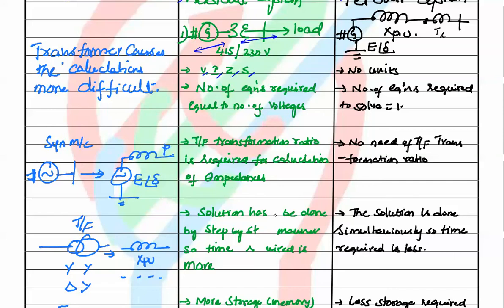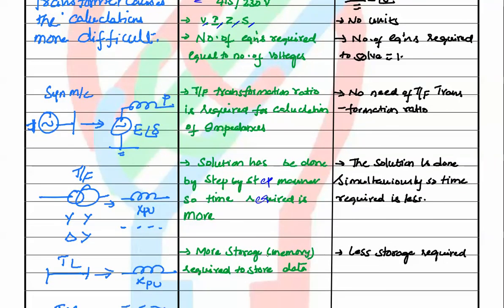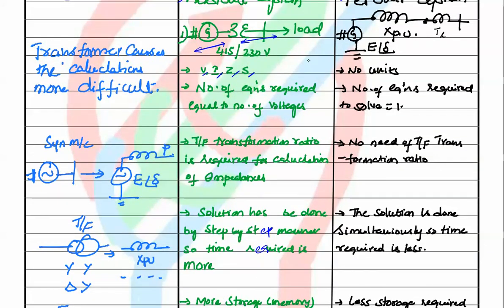In the absolute system, the solution has to be done by a step-by-step procedure, so the time required is more here. In the per unit system, the solution is done simultaneously so that the time required will be less. And in the case of the absolute system, more storage memory is required. In the per unit system, less storage is required.